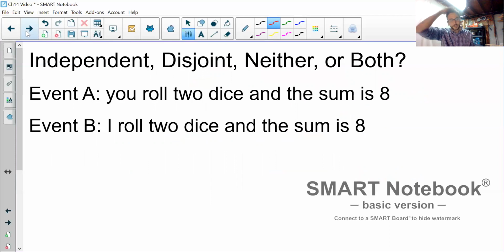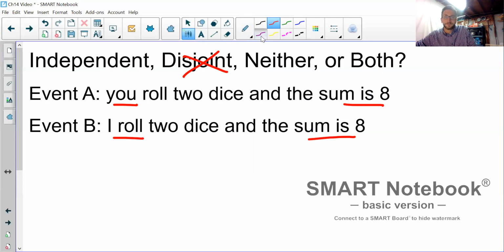How about here? Roll 2 dice and the sum is 8. So like the you and I matter. Like you roll 2 dice at home and the sum is 8. I rolled 2 dice right here and the sum is 8. Let's think. All right, so are they disjoint? No, they're not disjoint. Both of those things can happen, right? You can roll an 8 at home and I can roll an 8 right here. Or you can roll an 8 and then I can stand next to you and roll the same dice and I can roll an 8.